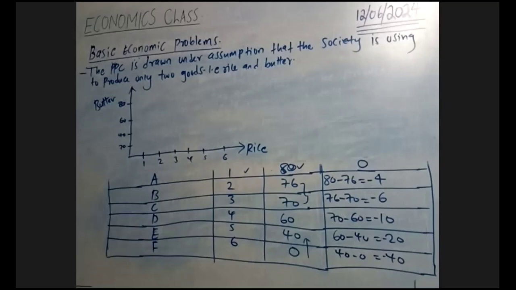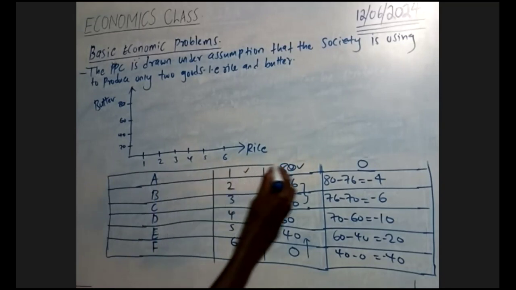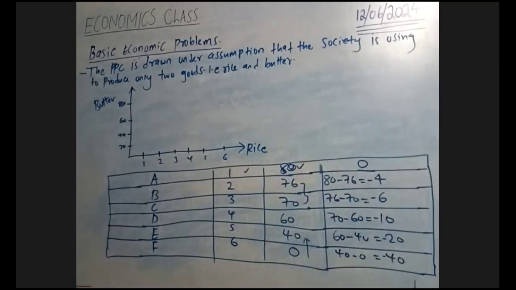Now, tujaribu kuchora, let us try and draw it. So, tuanze na A. So, A, I can produce 1 unit. I can produce 1 unit of rice.